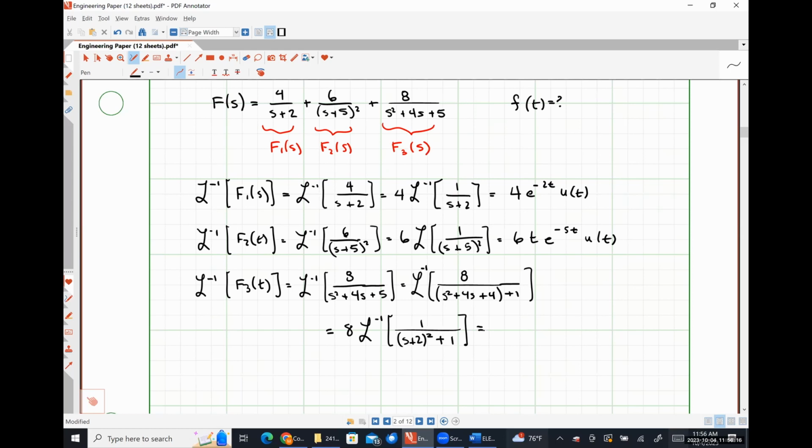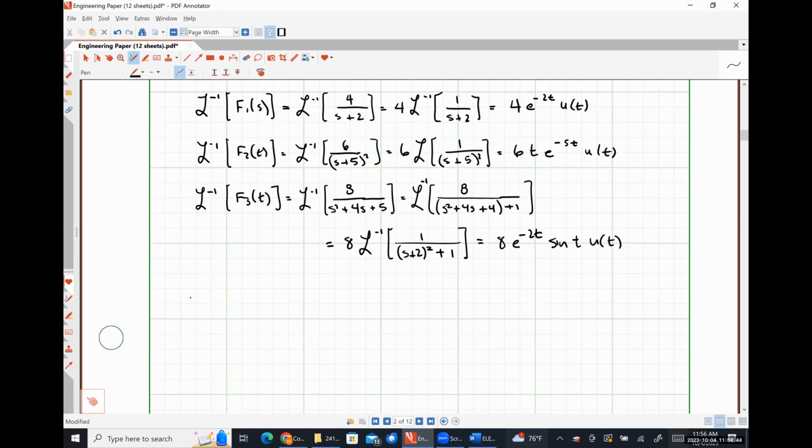Absolutely right. So it's a sine function multiplied by e to the negative at, right? So this would be 8, or let me do it the other way around, e to the negative 2t sine t u of t.